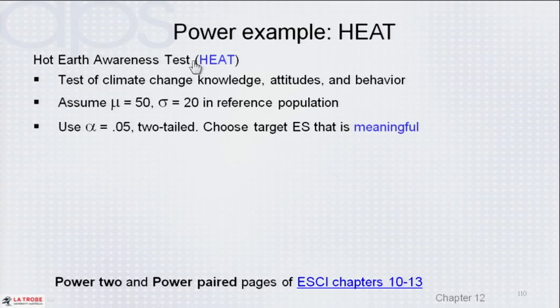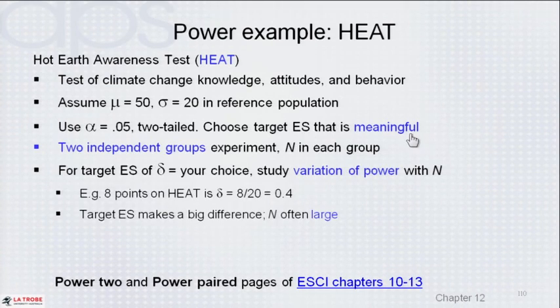Let's take this example of the HEAT, the hot air awareness test, which I used in the first book. I made it up. And it has a mean in the population of 50, standard deviation of 20. And let's suppose we wanted to calculate statistical power when we had some effect size that's meaningful, and we judge in our situation to be 8 points on the HEAT, which is 8 over 20, which is delta, a population effect size of 0.4, standardized Cohen's d or Cohen's delta.